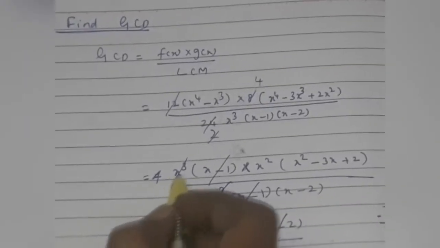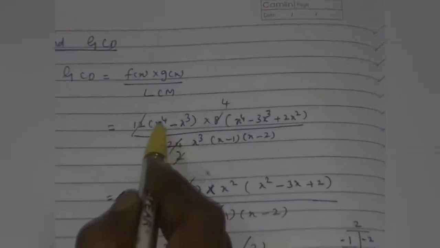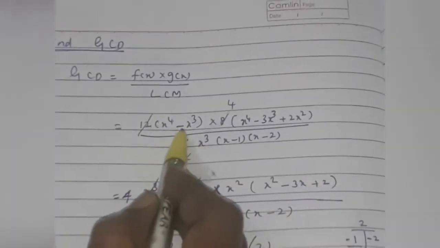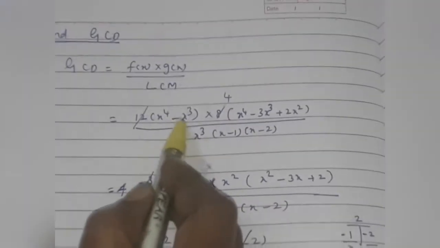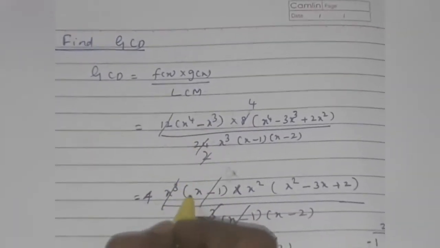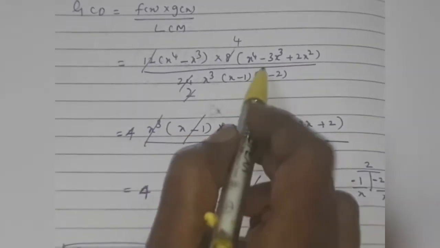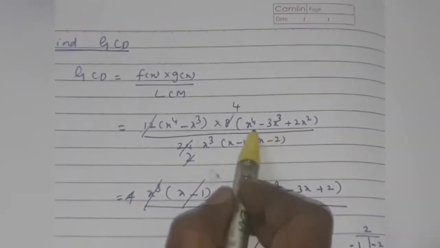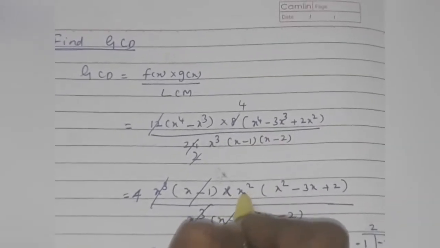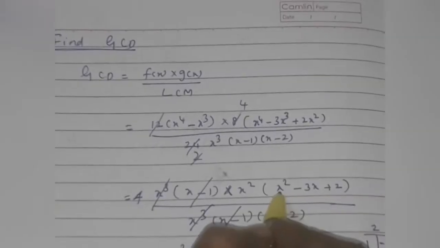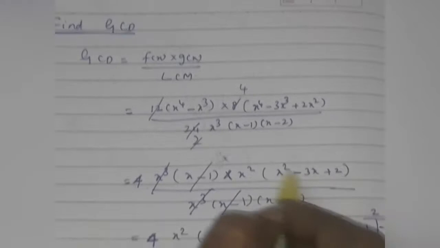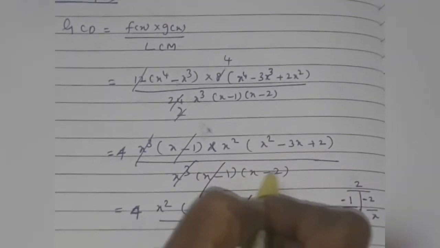So 4 into, now you can take x power 4 and x cube. In this term you can take x cube outside, okay. So you take x cube outside, then you will get x minus 1. Like that, here you can take x square. So the common term is x square. So x square can be taken out and you are getting x square minus 3x plus 2, by x cube into x minus 1 into x minus 2.